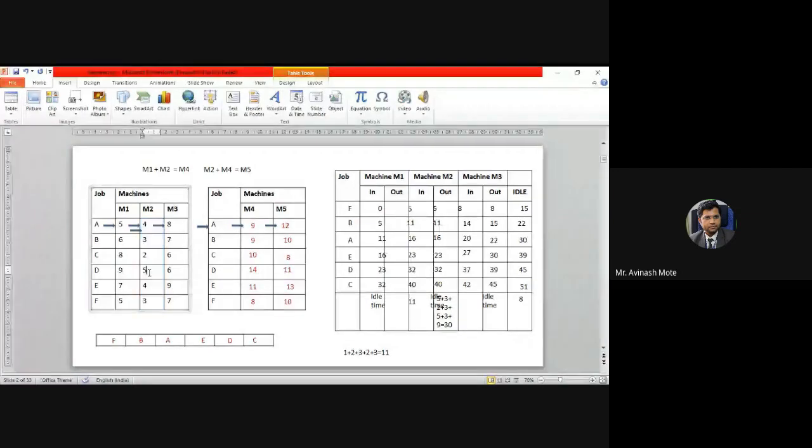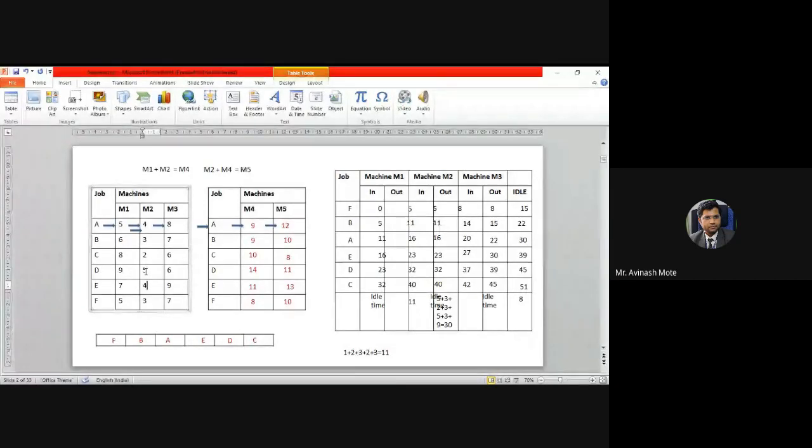Or, 1 minute. Or, minimum of M3. What is the minimum of M3? 6. Must be greater than or equal to maximum of M2. What is the maximum of M2? 5. Okay. So here both the conditions are satisfied. So that we have solved the problem.